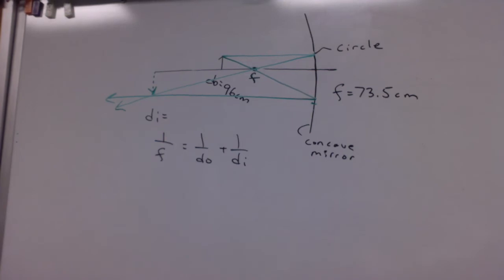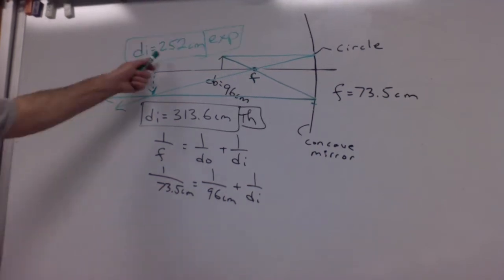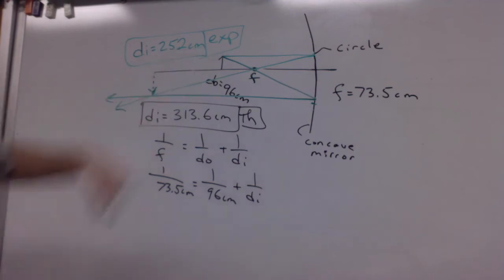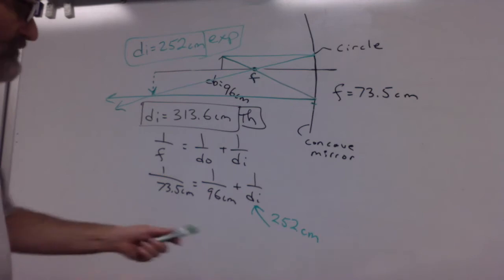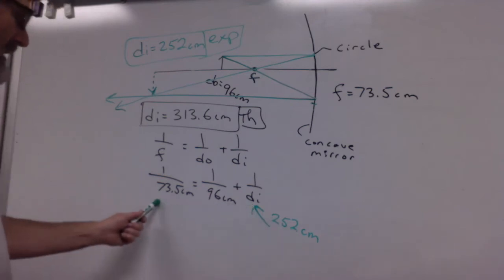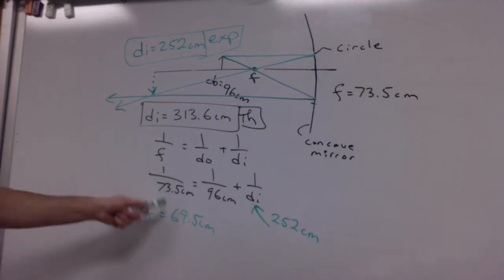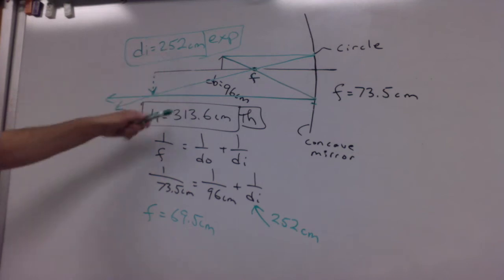Now we can use the formula to calculate the distance to the image. I get 313.6 centimeters. That's theoretical. Well, we measured it to be 252 centimeters experimentally. Where do you think the error might be? That's fairly substantial. It's probably in the focal length. To prove my point, just try plugging in 252 centimeters to the DI and go calculate a focal length. Not a huge error, but it's big enough to explain this difference.